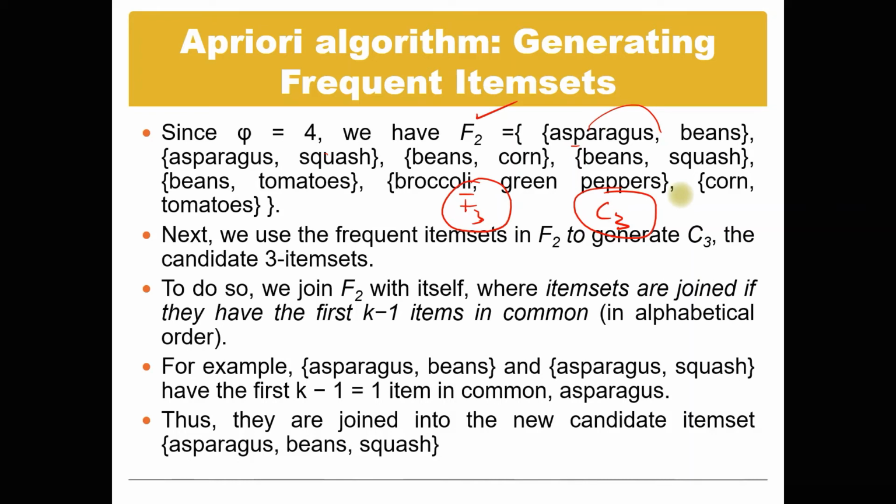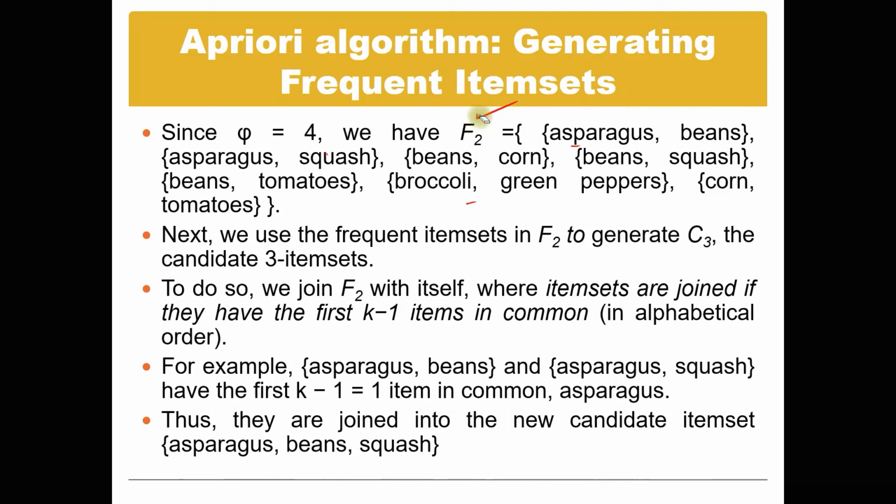To obtain the C3, as the principle says, we are going to join together Fk minus 1. You remember earlier, Fk minus 1. So if you are interested in C3, you have to join Fk minus 1 together. That is, you have to join F2 with itself. What does it mean by joining F2 with itself?